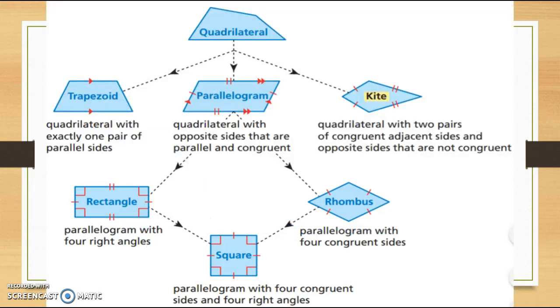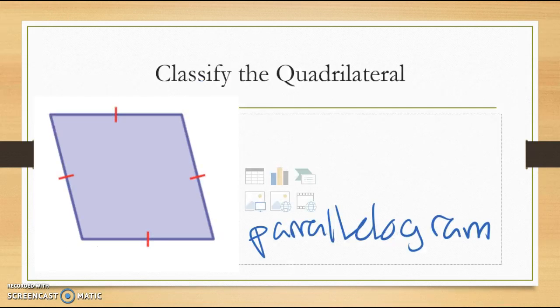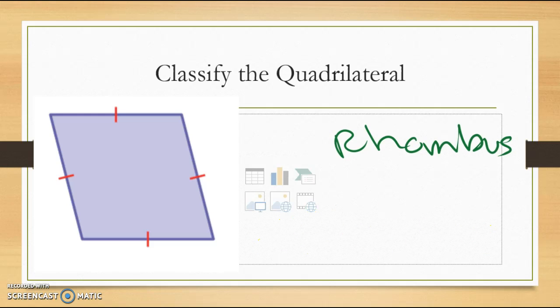And then what we're going to do is go back here and see if we can go any farther with it. So this is a parallelogram with four congruent sides. Here's a parallelogram with four congruent sides and four right angles. And then we have a rectangle. So actually, we can go even farther than a parallelogram. So we're going to call this one a rhombus. So let me go ahead and erase parallelogram. We're going to call this one a rhombus.